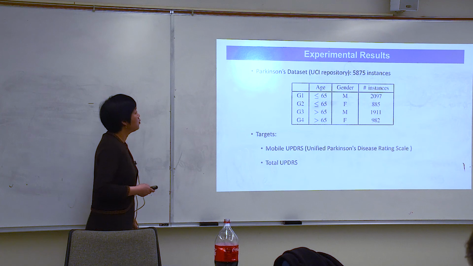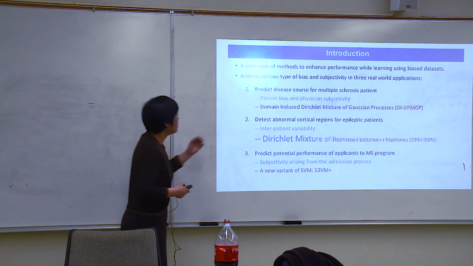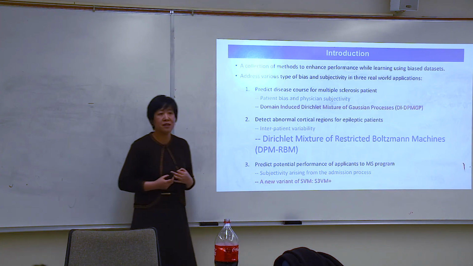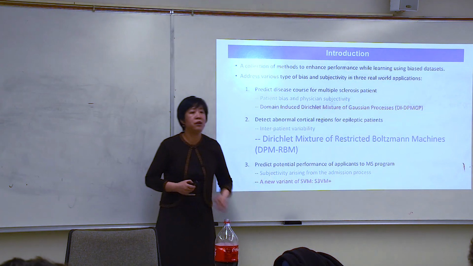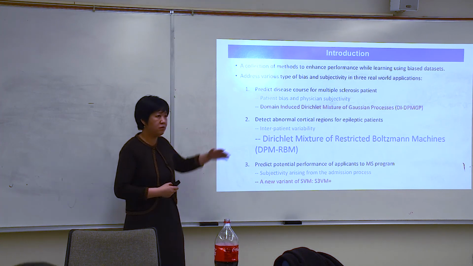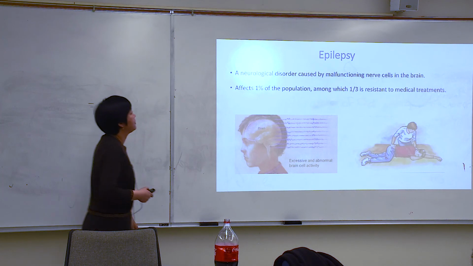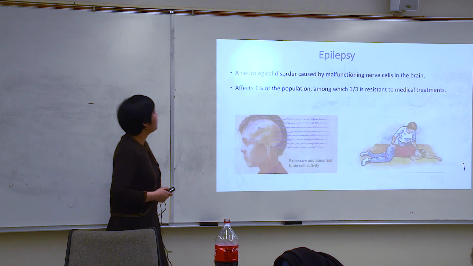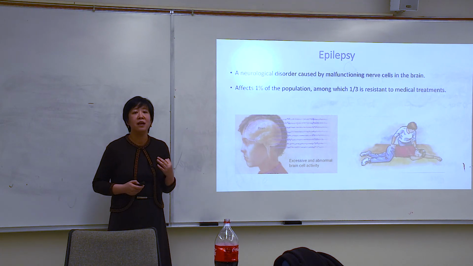So now let's move on to the second one, which is detecting abnormal cortical regions for epileptic patients. This is in collaboration with NYU's medical school. The first one was in collaboration with the Harvard Medical School research group. This one is for epilepsy. Epilepsy is another neurological disorder caused by a malfunctioning of nerve cells in the brain. People suffer unprovoked seizures.